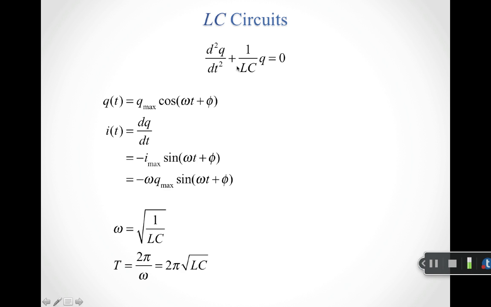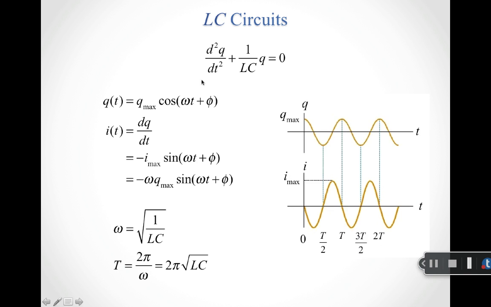Omega, well, we said that's just going to be the square root of the constant term sitting in front of Q. So in this case, that happens to be the square root of 1 over LC, which oftentimes we'll just end up writing as 1 over the square root of LC. And then the period of the oscillation that our circuit's going to undergo is just going to be 2 pi over omega, so this just ends up being 2 pi times the square root of L times C. So all this is just the basic equations describing what's going on with the oscillatory nature of an LC circuit.